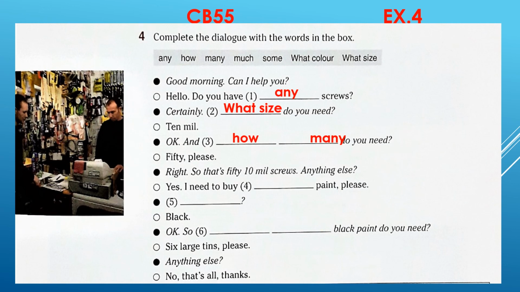Anything else? Yes, I need to buy some paint please. He asked the question and the answer is black, so this should be what color. Okay, so here we need 2 words. What color paint do you need? Black. 6 large tins please. So the question words would be how much black paint do you need? 6 large tins please. Anything else? No, that's all. Thanks.